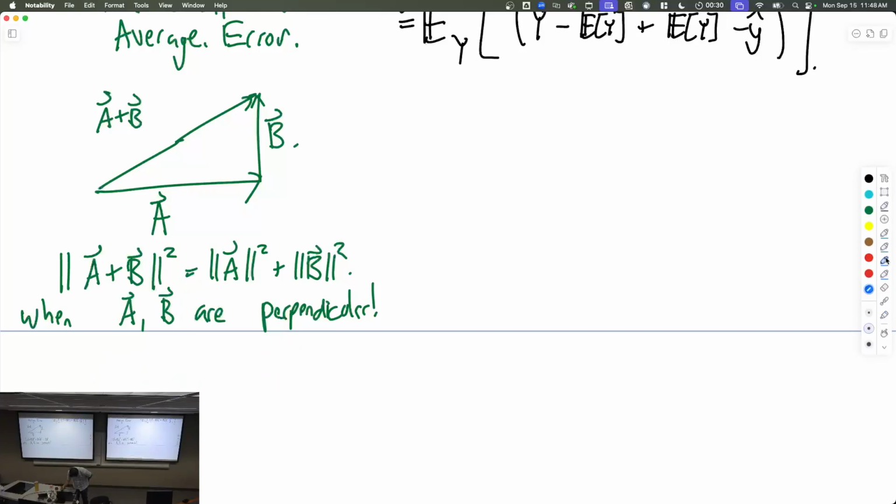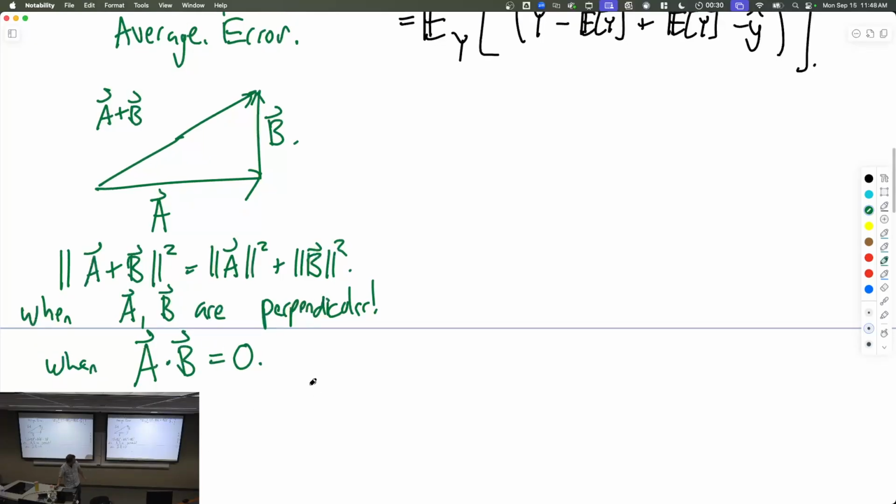The dot product, A dot B, should be 0. So if you have two vectors and you know the dot product is 0, then you can use the Pythagorean theorem and know that the length squared of the sum is the sum of the individual lengths squared. So you can pull the plus outside of the bracket and have A squared plus B squared. That is the Pythagorean theorem.